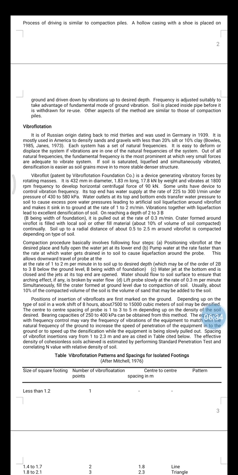Second, usually the center to center spacing of this probe will be 1 to 5 meters, depending on the density of the soil desired. And also a bearing capacity of 250 to 400 kPa can be obtained from this method. Usually this bearing capacity is very useful for the design. So this is regarding Vibroflotation.